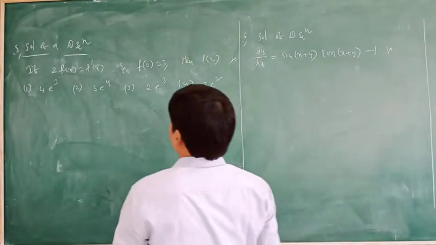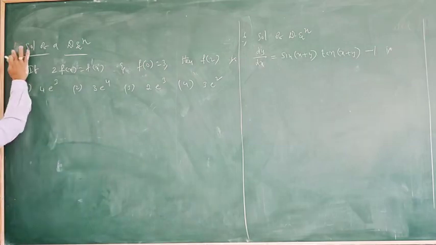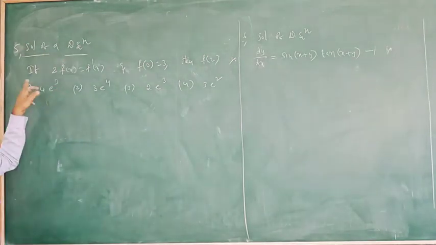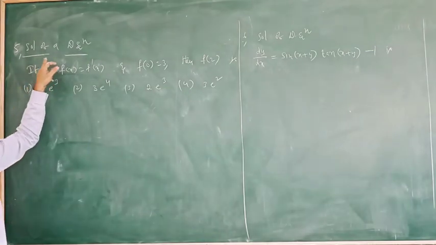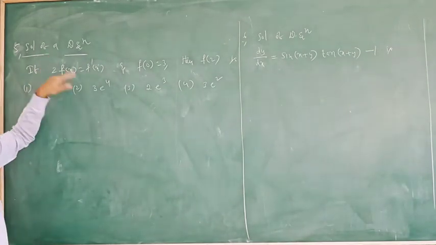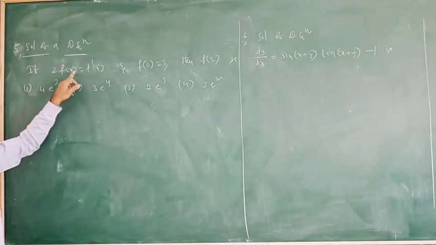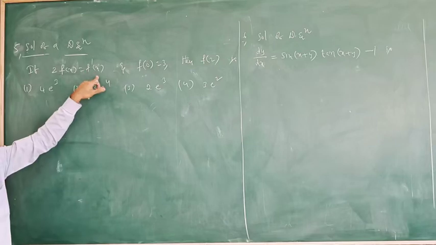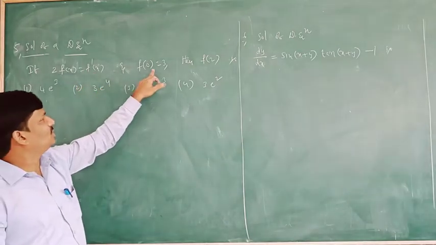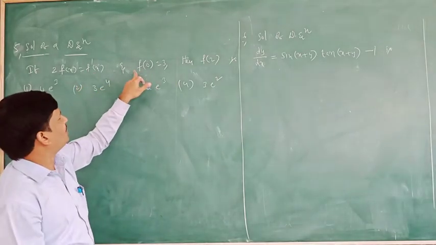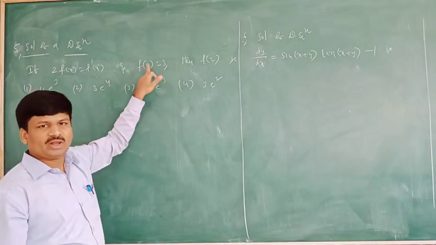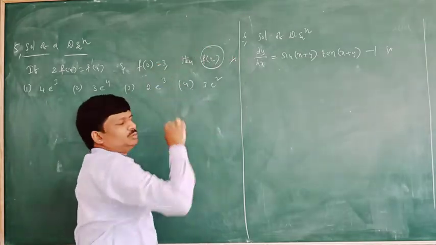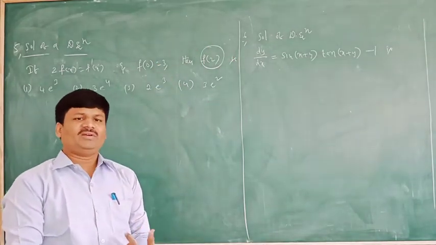Come to the next question. Question number 5. What is given here? Solution of the differential equation. He is asking for the solution. Here 2 into f of x is equal to f dash of x is given, and f of 0 is equal to 3 is given. F of x is equal to y, so x value 0, y value 3. Then he is asking to find f of 2.